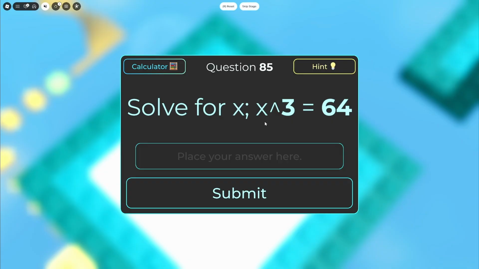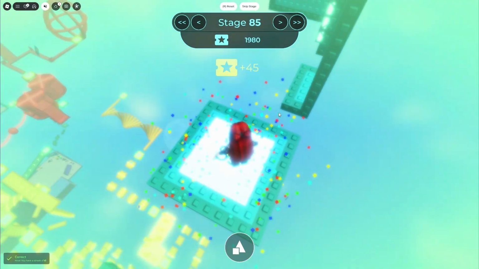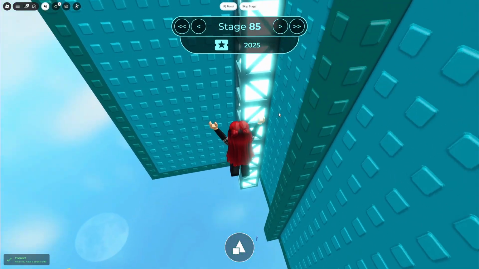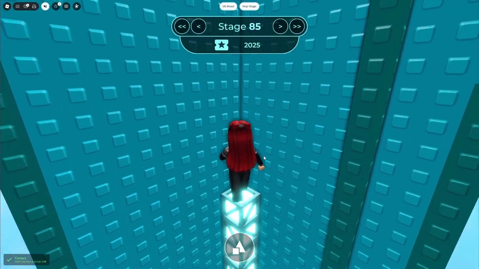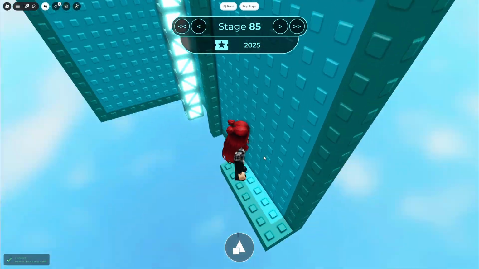Okay. I'm gonna check with my calculator though. 4 times 4 times 4 is 64. So yep, that is exactly what x is. So that was pretty neat. I could do that in my head for a second. In my brain.